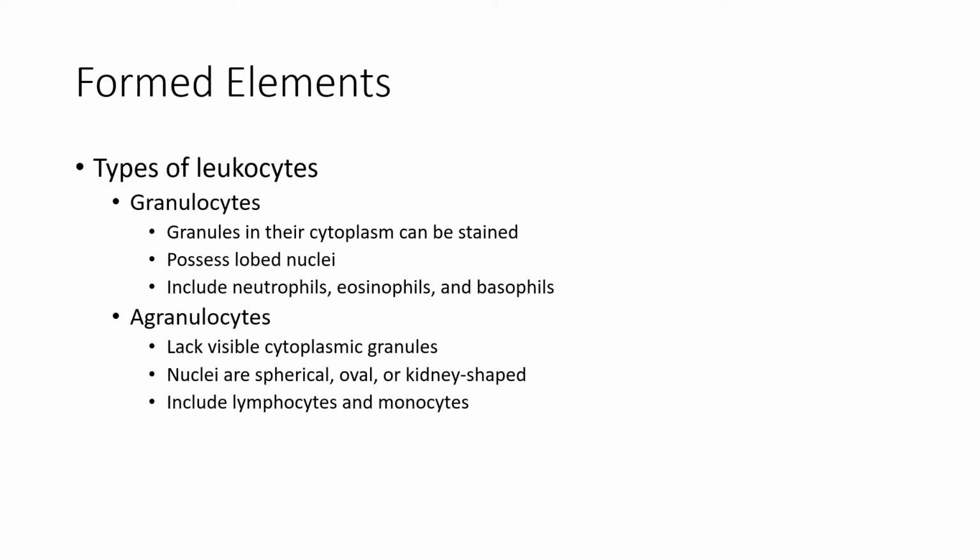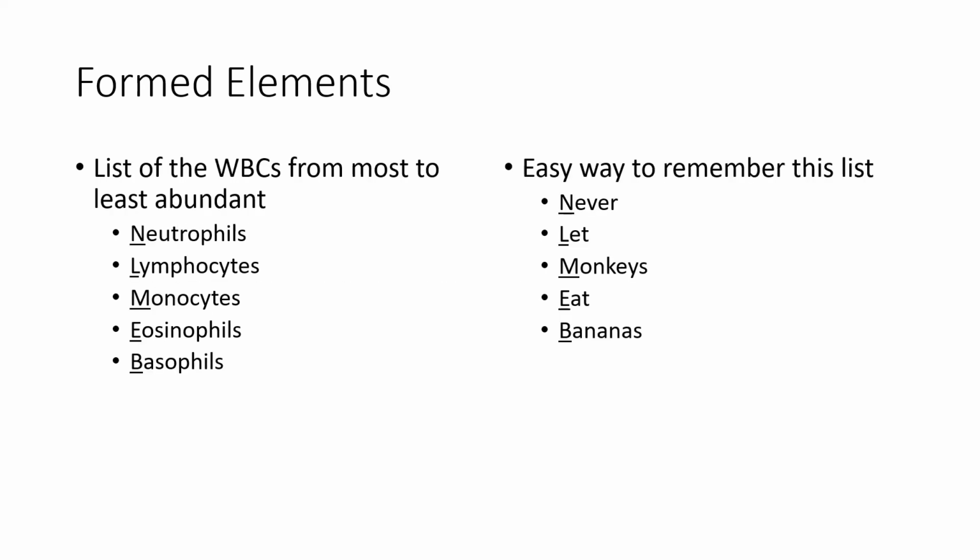Agranulocytes lack cytoplasmic granules and typically have very large spherical, oval, or kidney-shaped nuclei. The nucleus is typically much larger in this case because it deals with pre-programming and fighting against long-term chronic infections or immune system-related function. And the agranulocytes are going to include lymphocytes and monocytes.